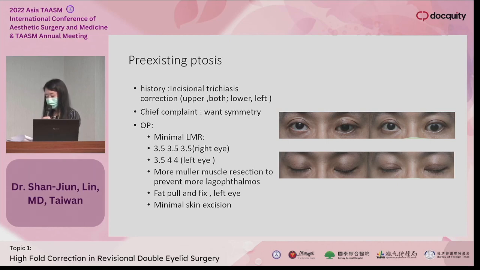But I do more Müller muscle resection than levator aponeurosis resection to prevent lagophthalmos, because Müller muscle is an elastic tissue. Orbital fat was pulled down and fixed near the crease margin for the left eye to prevent adhesion.